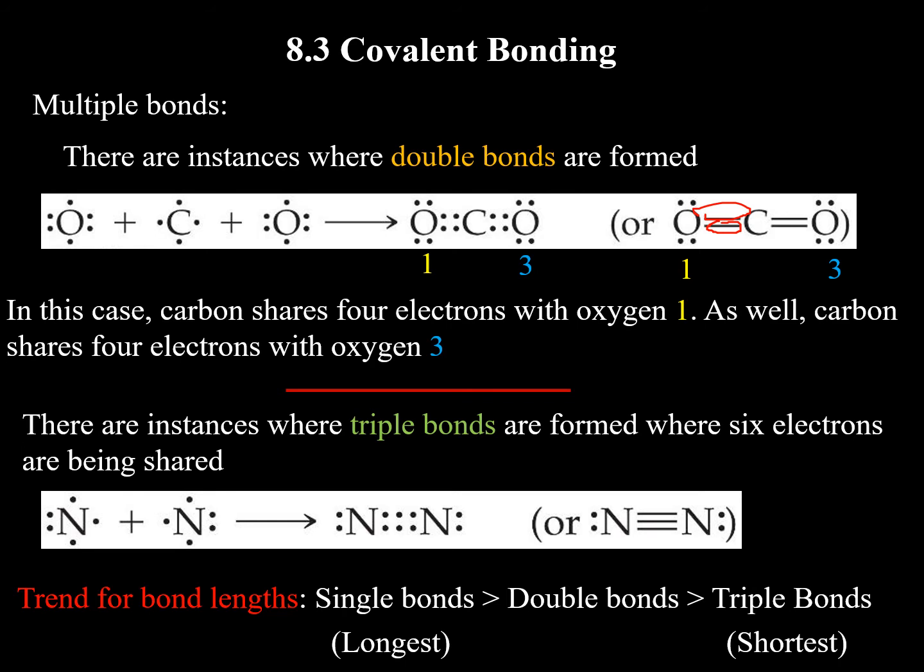For nitrogen, this is a triple bond. Nitrogen N2 has a total of 10 valence electrons. Each nitrogen carries 5 electrons on the outside, and here we make a triple bond. And the general trend for bond lengths is that a single bond is greater than a double bond, which is greater than a triple bond in terms of bond length.